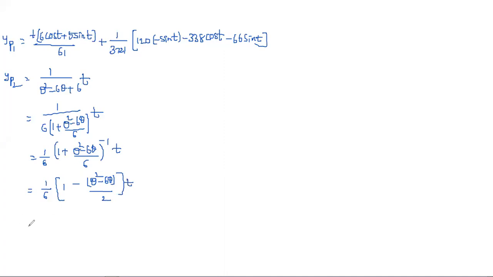Why? Because here the polynomial degree is 1. So this is nothing but 1 by 6 into, if you multiply t inside, t minus 2 times derivative is nothing but 0, and 1 time derivative is nothing but 1. So minus into minus plus 6 by 2. So 1 by 6 into, this is nothing but 3 plus 3. This is yp2. And therefore you can write yp is equal to yp1 plus yp2.